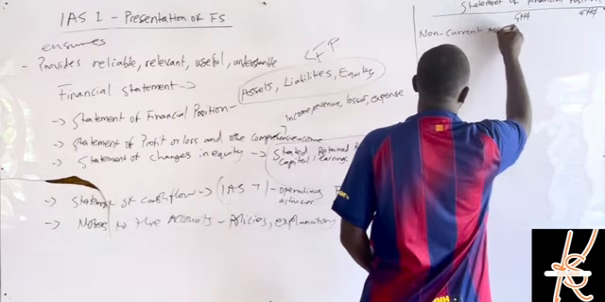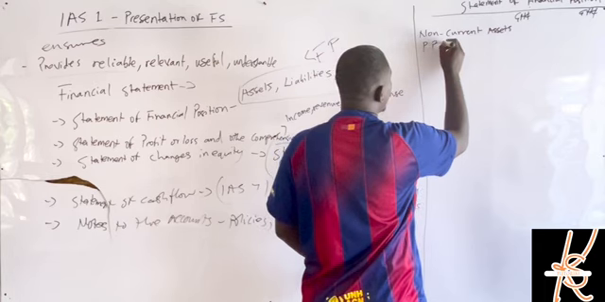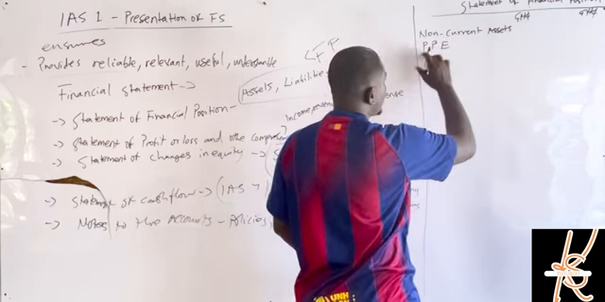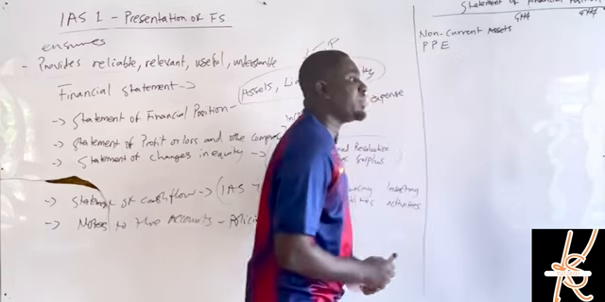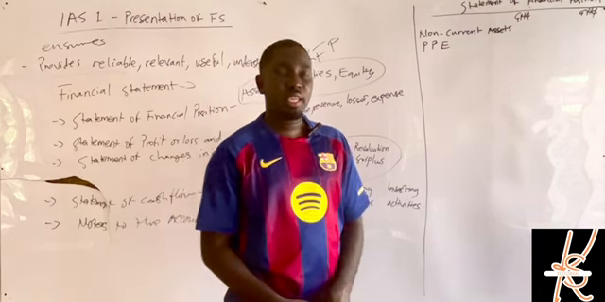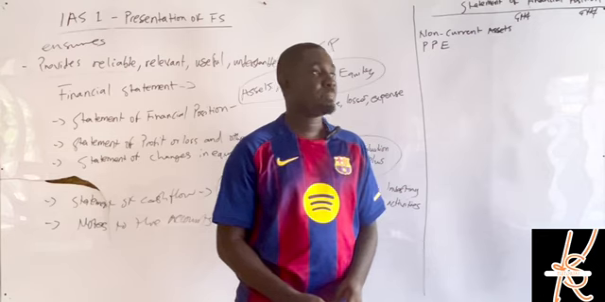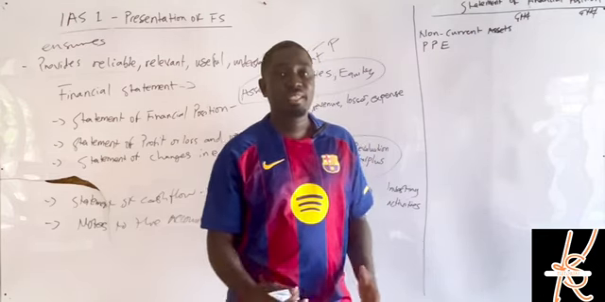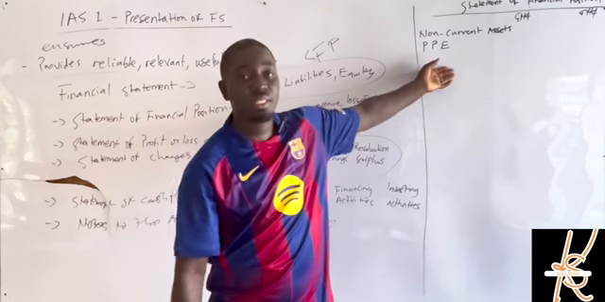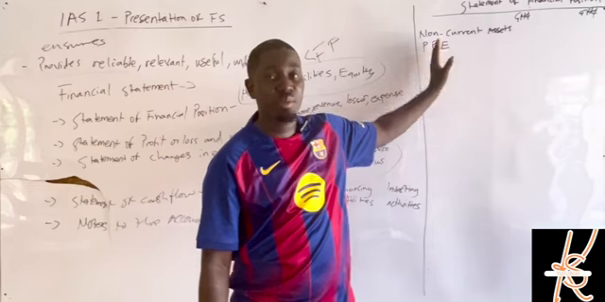Under non-current assets, we have PPE, property, plant, and equipment. This PPE captures items like buildings, motor vehicles, land, so all the fixed assets. When we talk about fixed assets, we've spoken about fixed assets already. So those are the non-current assets or the PPE. When we talk about fixed assets, they are the PPEs.